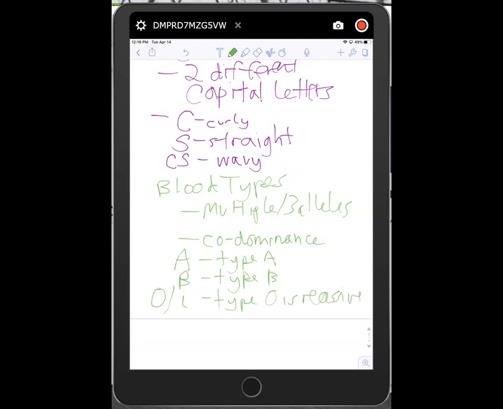So both the international system and the American system have problems, because in the American system, you have a little i to show that there's no blood protein. And in the international system, you have a capital O for a recessive trait. Why would you have a capital letter for recessive? It makes no sense.